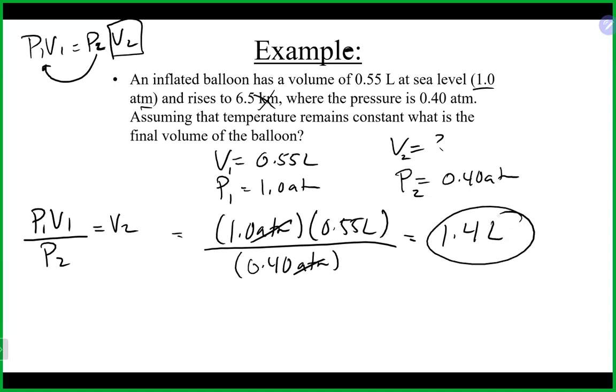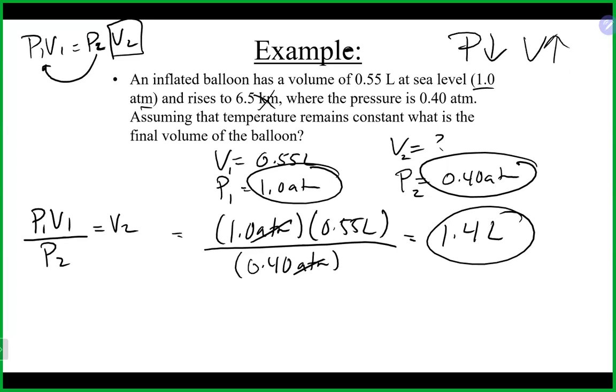And by understanding the Boyle's law relationship, we can make sure our answer does make sense. What we see here when we look at the pressures is from the first pressure to the second pressure, pressure went down, which means the volume should go up. It started at 0.55 liters, ended at 1.4. So we do see the relationship that we would expect in Boyle's law. With that pressure dropping, we do see an increase in the volume.